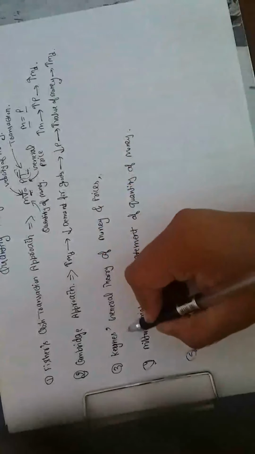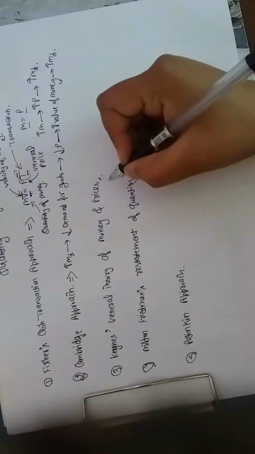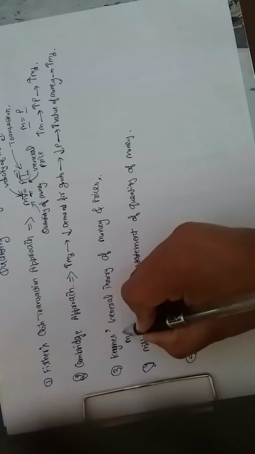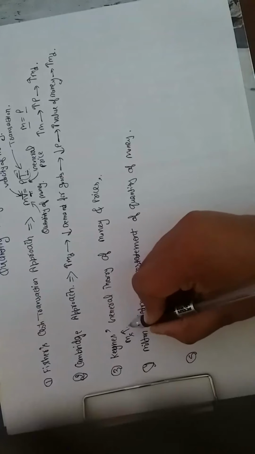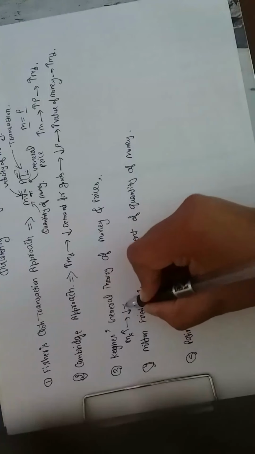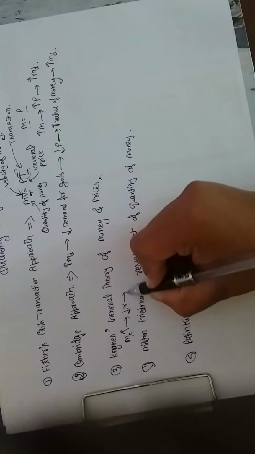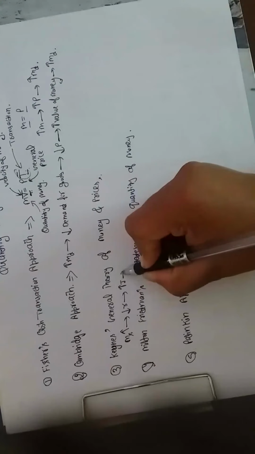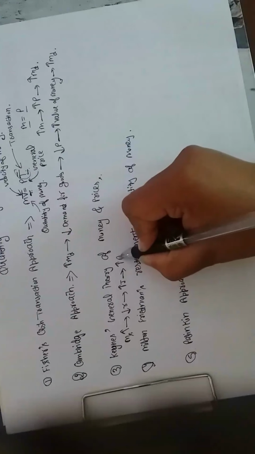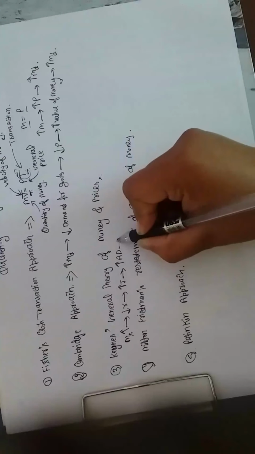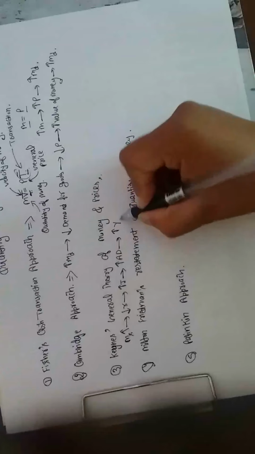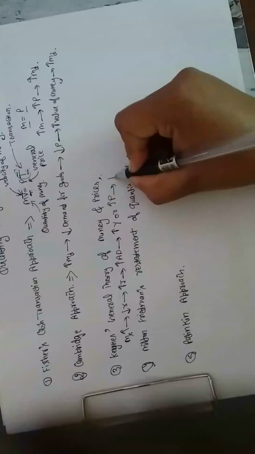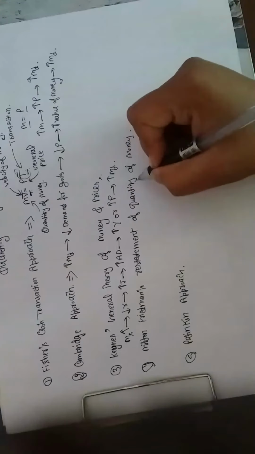And next, in Keynes General Theory of Money and Prices, money supply increases. This increased money supply leads to decrease in interest rate. This leads to increase in investment, and this increased investment leads to increase in aggregate demand, and this leads to increase in income or increase in price, and this increased price leads to increase in money demand.